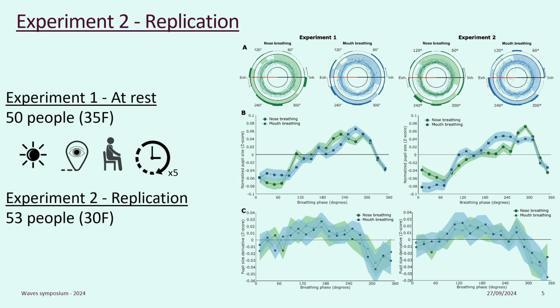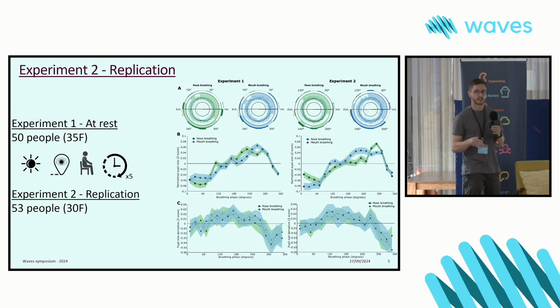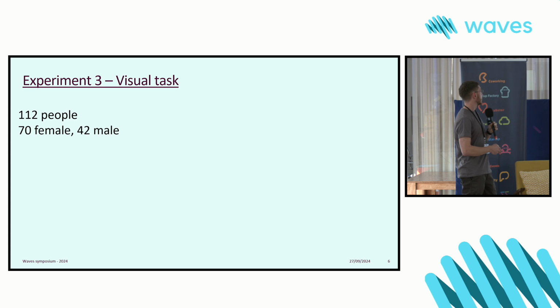We can show this pattern at rest with what happens when people are actually engaged in a task, and specifically a visual task where pupil size actually matters. Is this more similar to the hippus, which tends to disappear as people's arousal increases, or is it something that is more stable than that? So we collected 112 participants. The people from experiment 1 and 2 were participating in this as well.